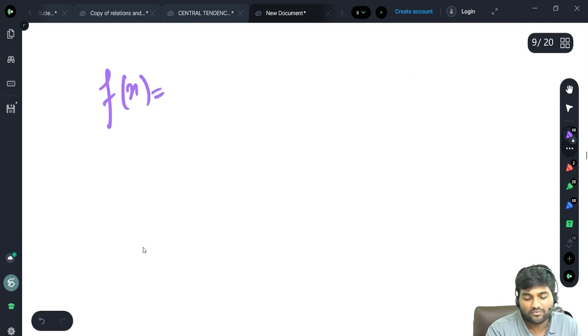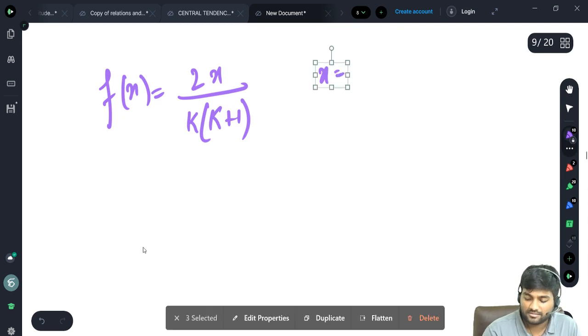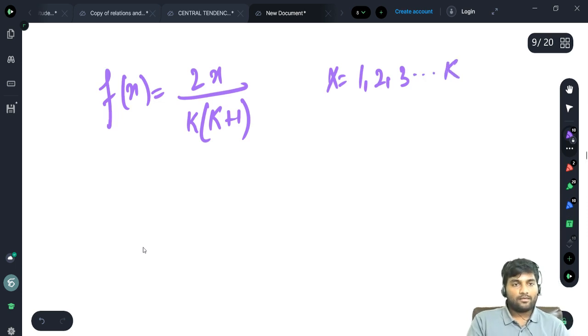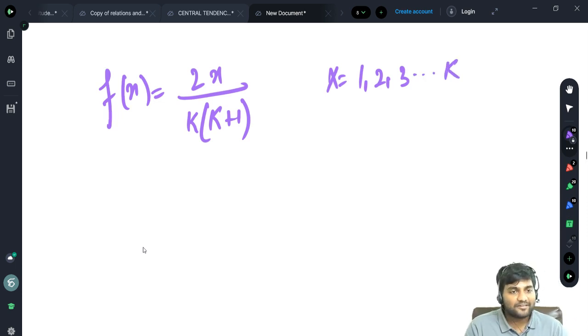If f(x) is equal to 2x by k(k plus 1) and x range is 1, 2, 3, dot dot dot up to k, is it a valid PDF or not? You will need to find out. Please solve it.